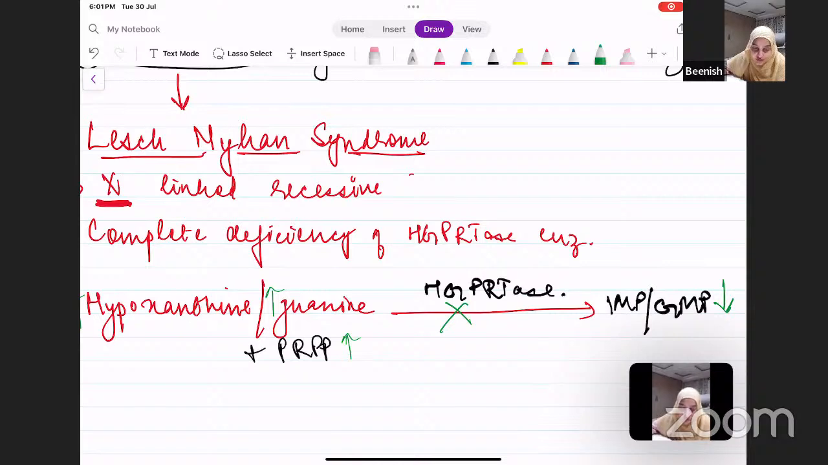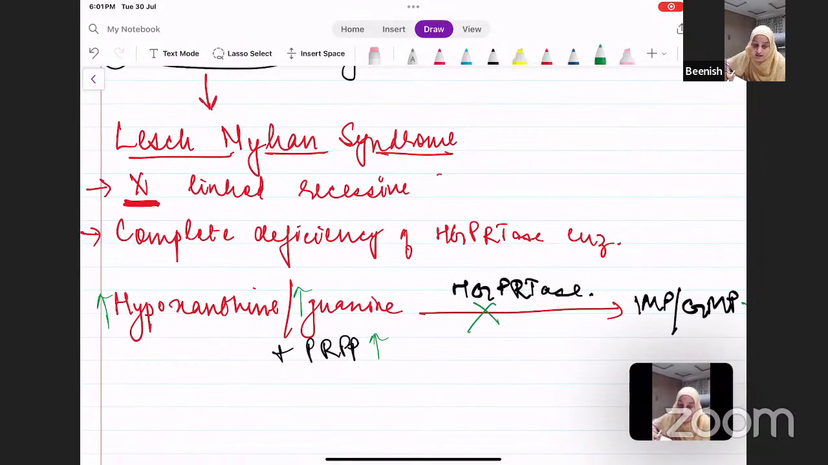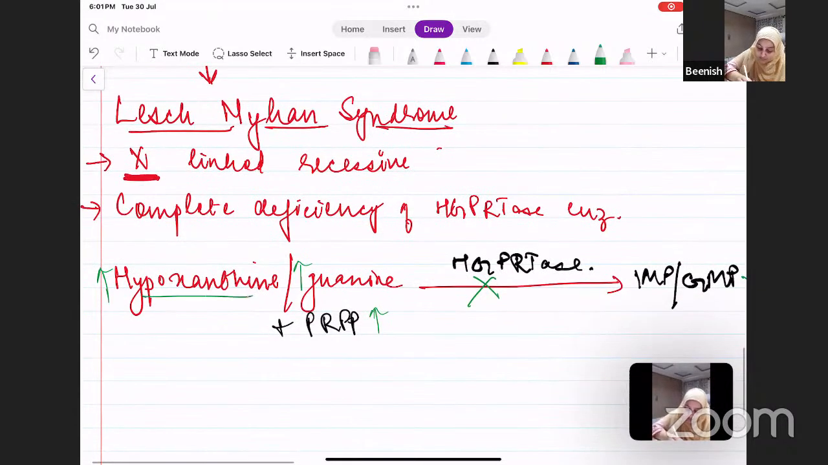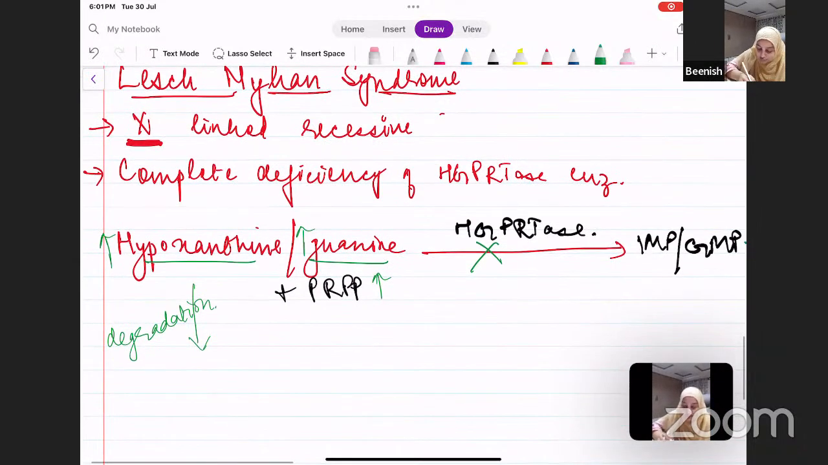So in case of deficiency, there is an inability to salvage your hypoxanthine and guanine, as a result of which you will have excessive amounts of uric acid, because when your hypoxanthine and guanine are increasing, obviously they will be degraded. The degradation product of your purine is uric acid. When your purines are catabolized, the end product is uric acid. So what will happen? Your uric acid will increase.